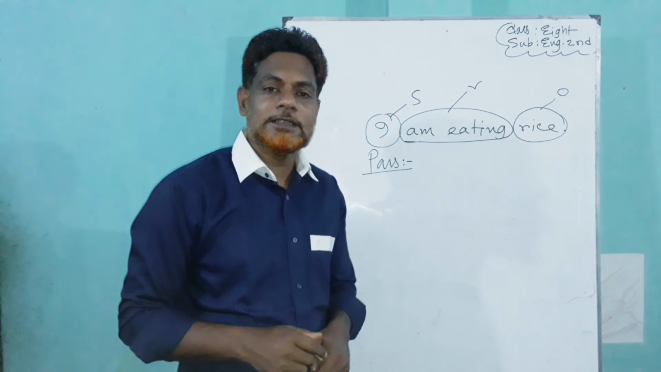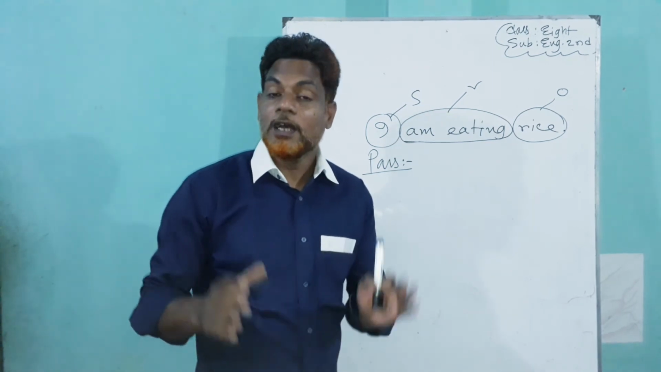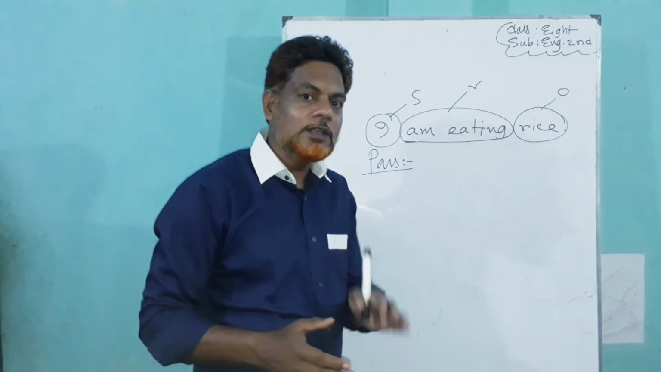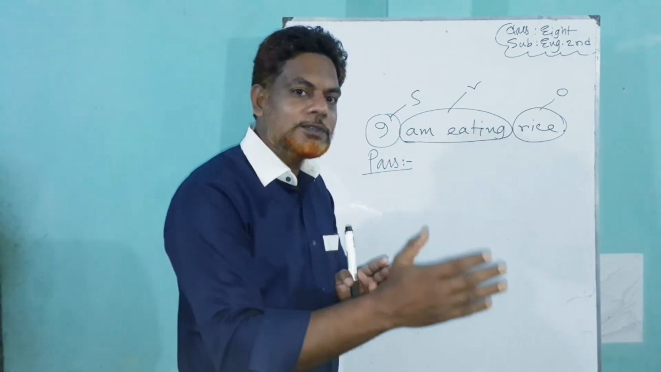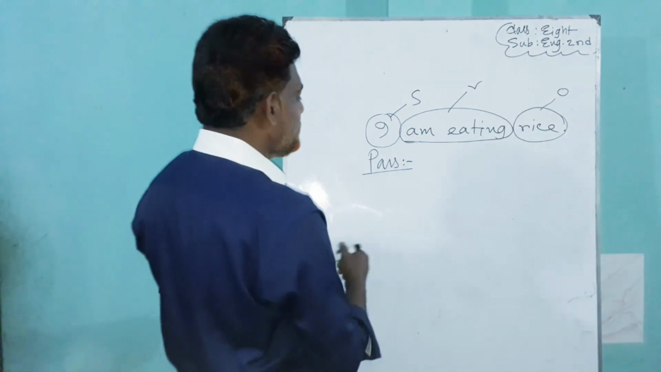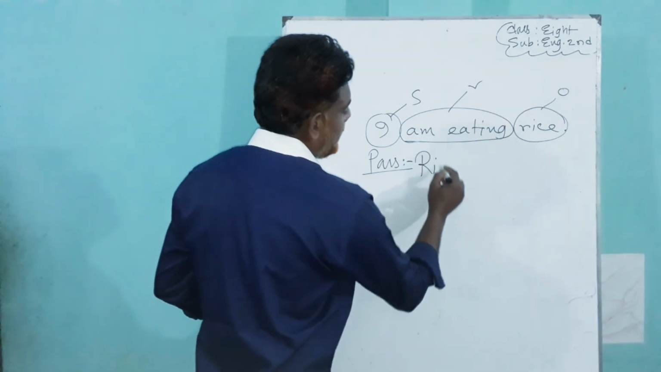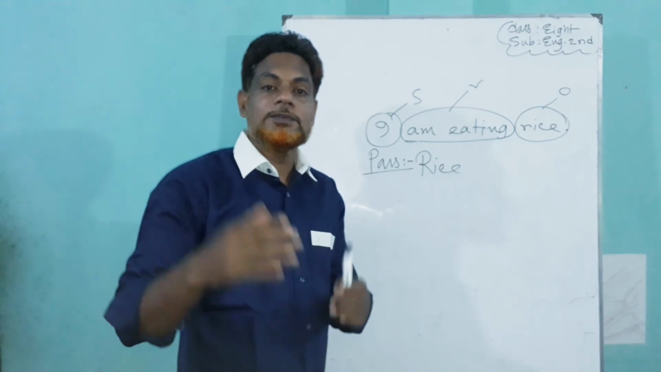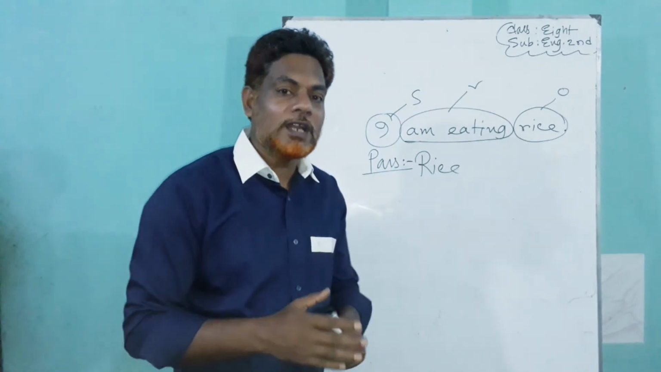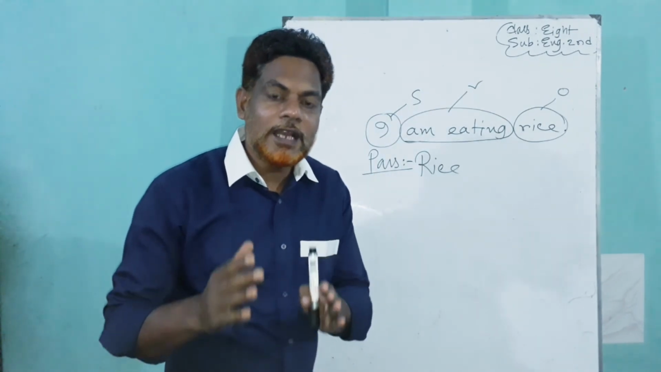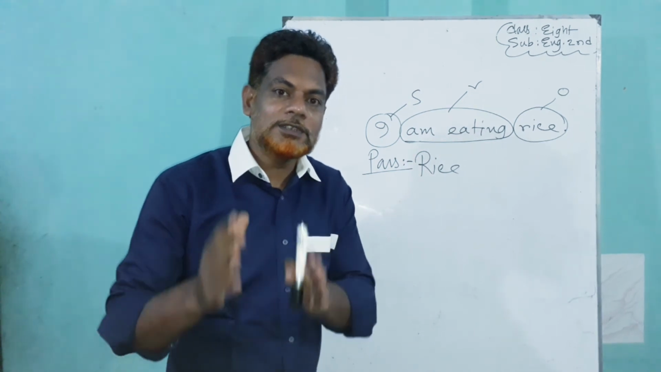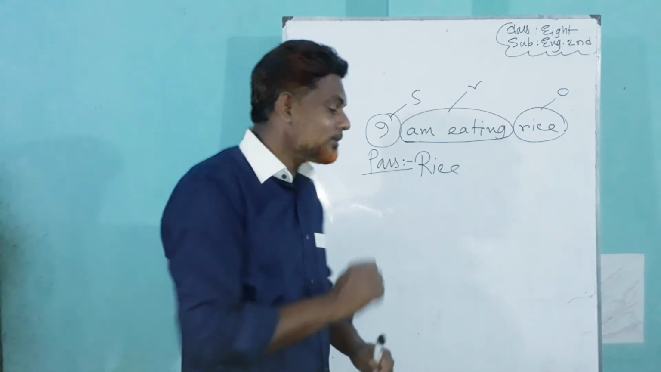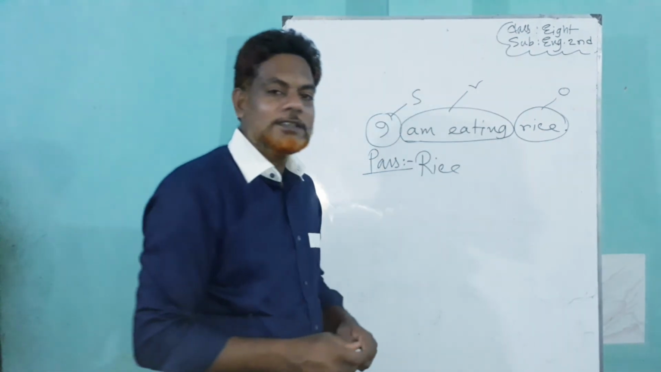Now we will change the active voice into passive. How? We have to recall 6 fundamental rules. First of all, you have to change the object into subject. The object is rice and the subject will be rice also, because the subjective form of rice is rice also. The subjective form of the object rice is rice also. So I have written rice here.